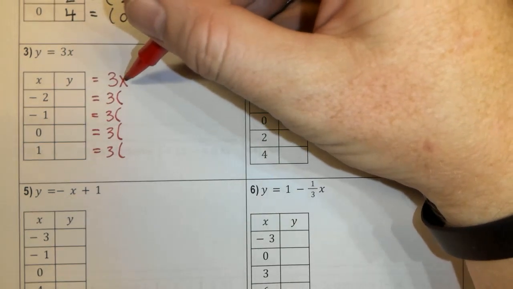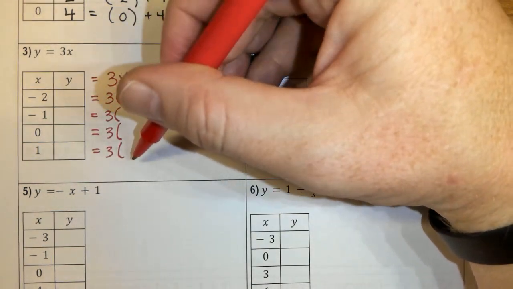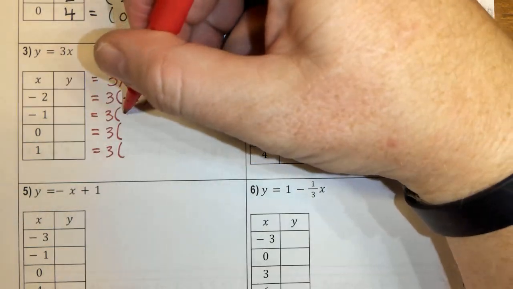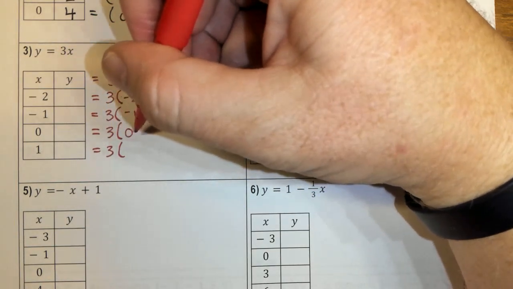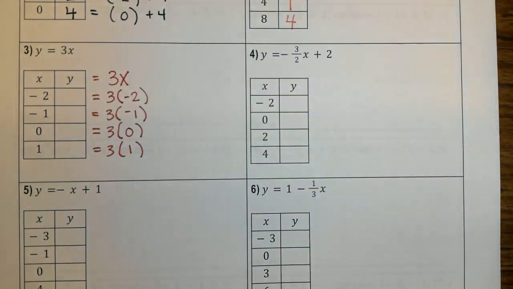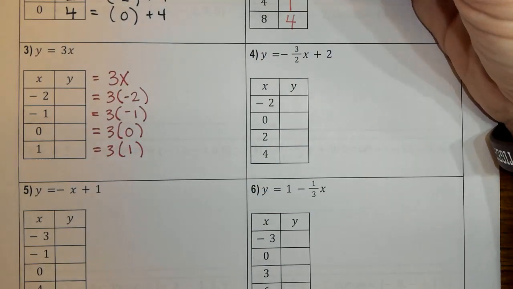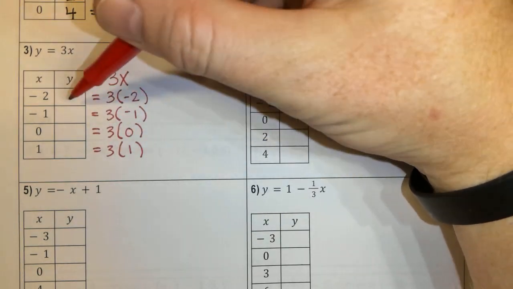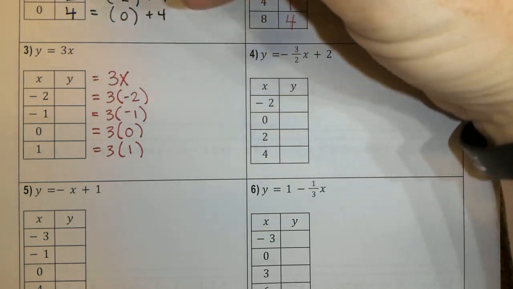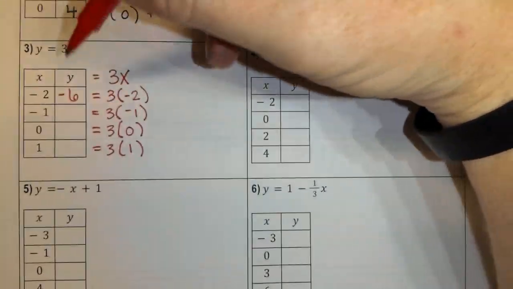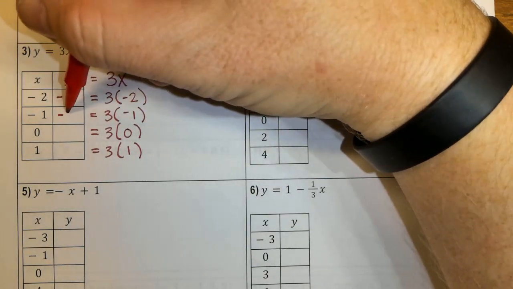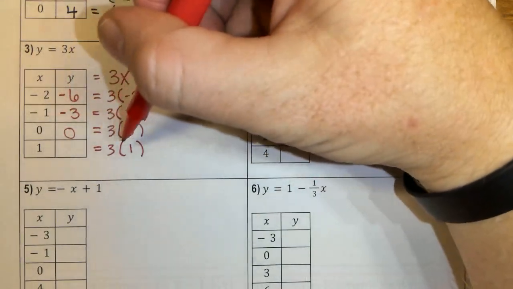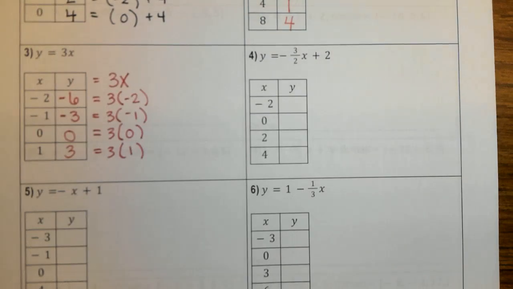All right, so now I replace each of my x with each number. I'm just going to copy these down: -2, -1, 0, and 1. So now all I do is multiply all of these and write my answers here. So 3 times -2 is -6, 3 times -1 is -3, anything times 0 is 0, 3 times 1 is 3.